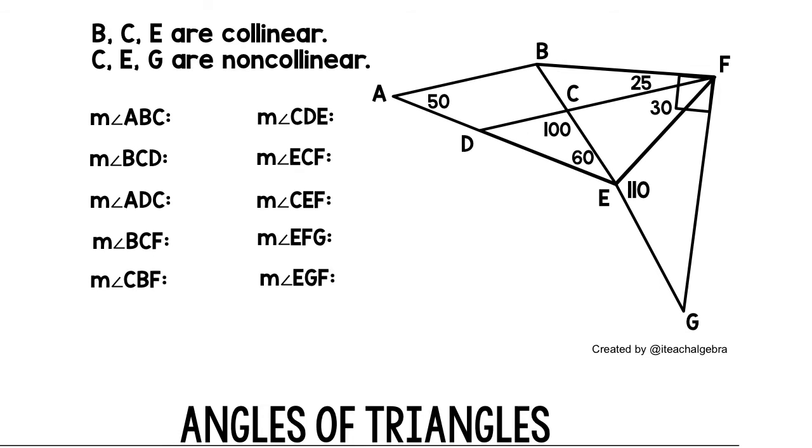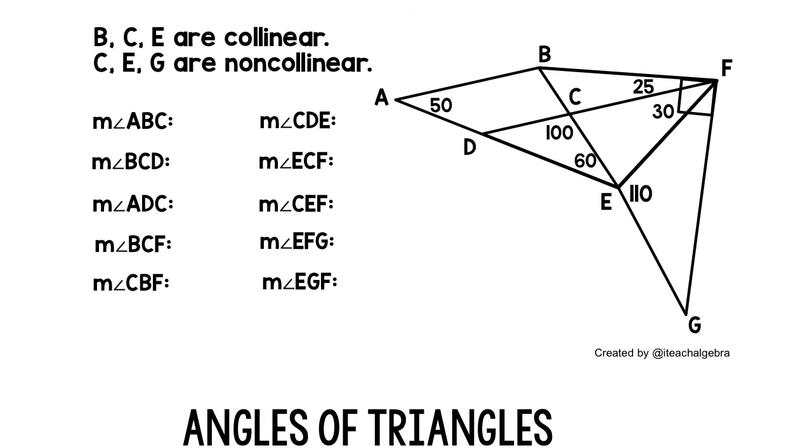Let's look at this crazy complicated shape down here. We know that B, C, and E are collinear. B, C, and E, okay, are collinear. And C, E, and G are non-collinear. That means G is down here in another plane. It's hanging down below the triangle, this other plane. So let's find the measures of these angles.